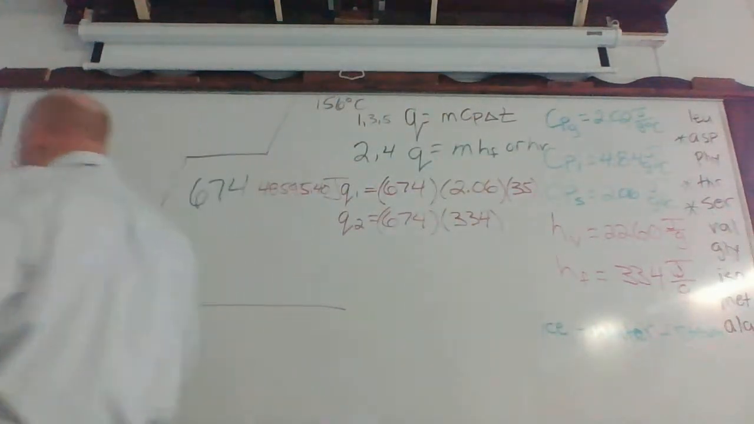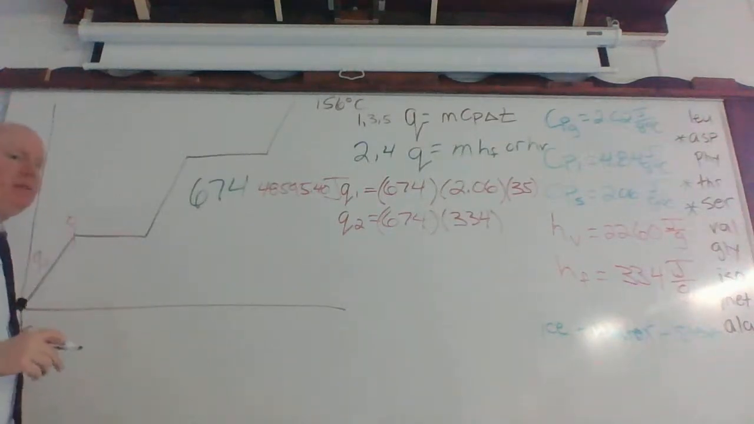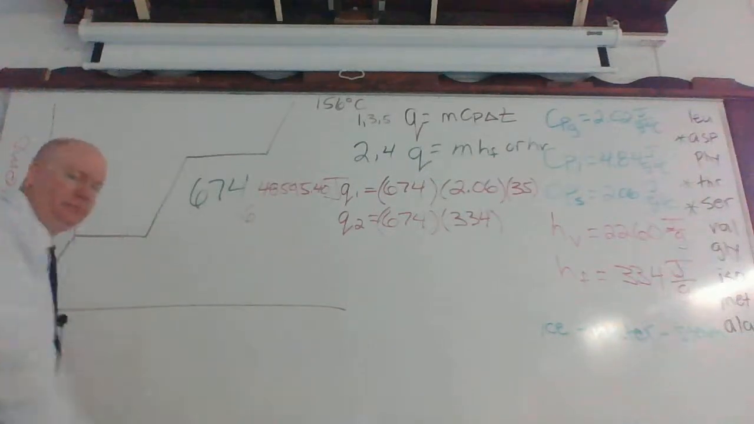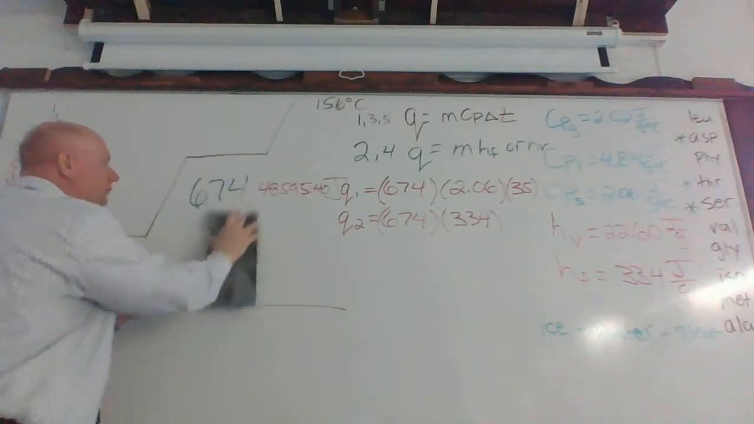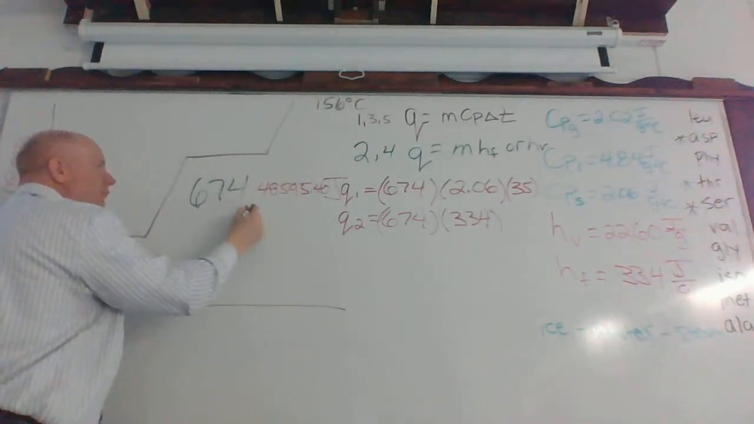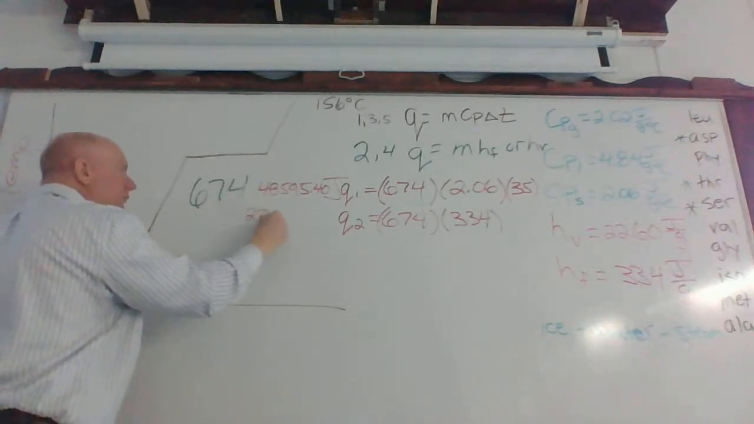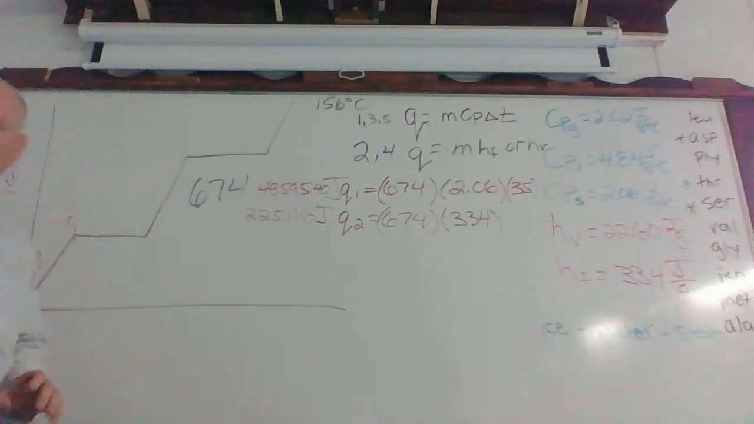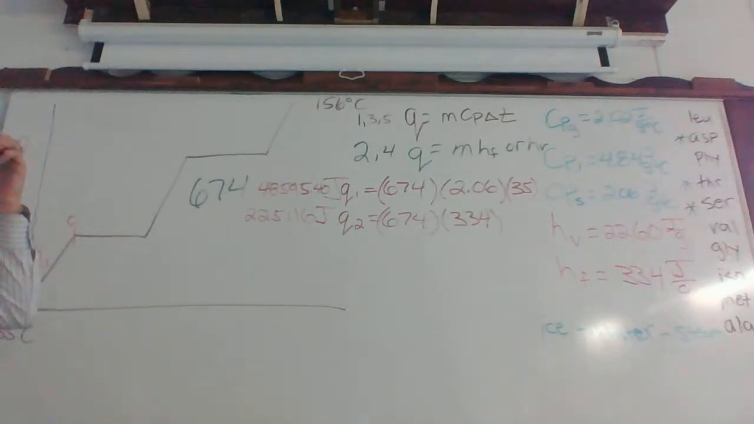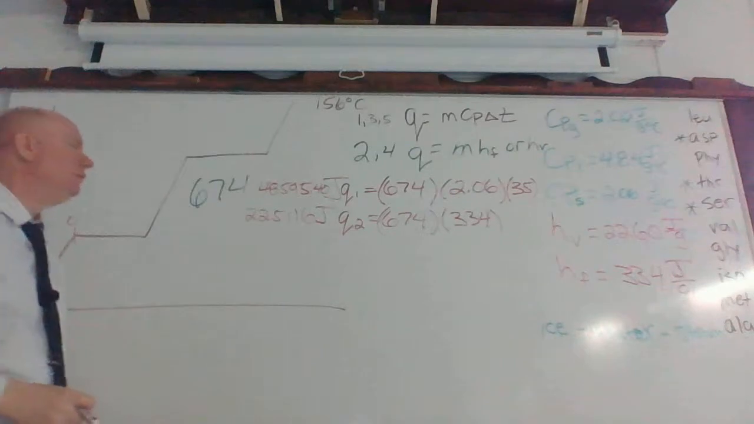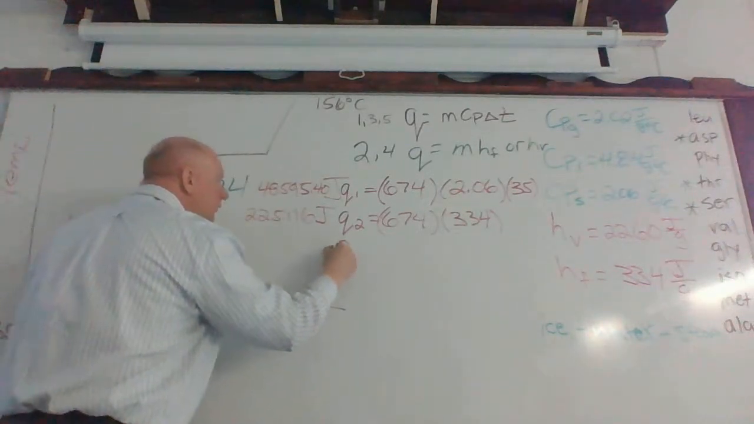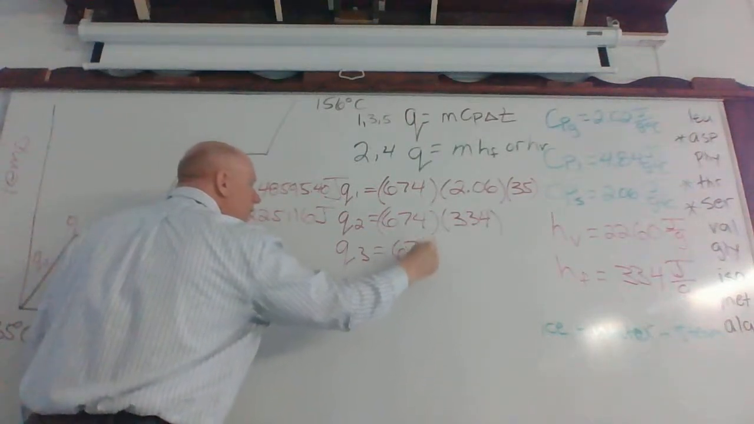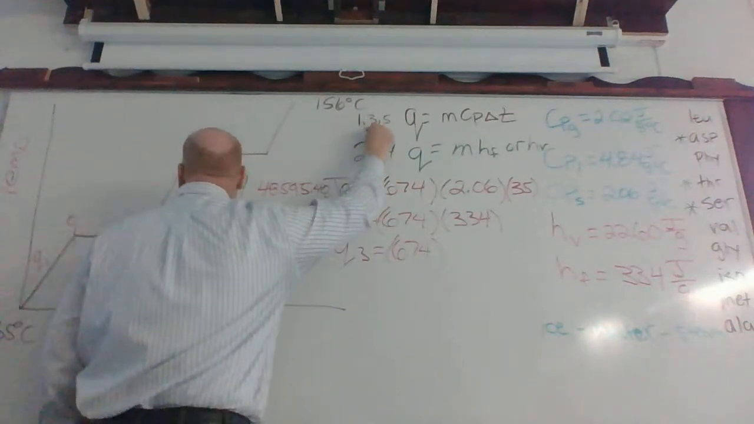Okay, so when we multiply them, you get 674 times. Oh no, you get 225116. Q3, start from now. 674. Okay, now we're up to this third one.